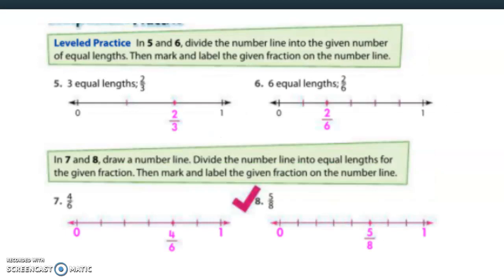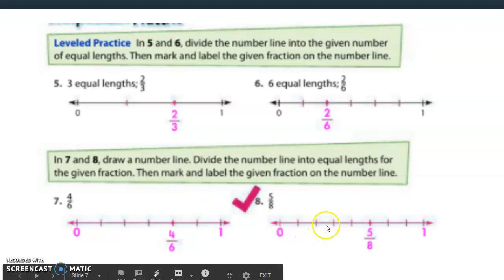Okay, so this is what it would look like. I know it's a little bit blurry. So you have your 2/3, you have your 2/6, and at the bottom, you have your 4/6 and your 5/8. So just double check those sections. Make sure that you have the right amount of sections. Remember, you're not really counting the lines. And check your work on those.